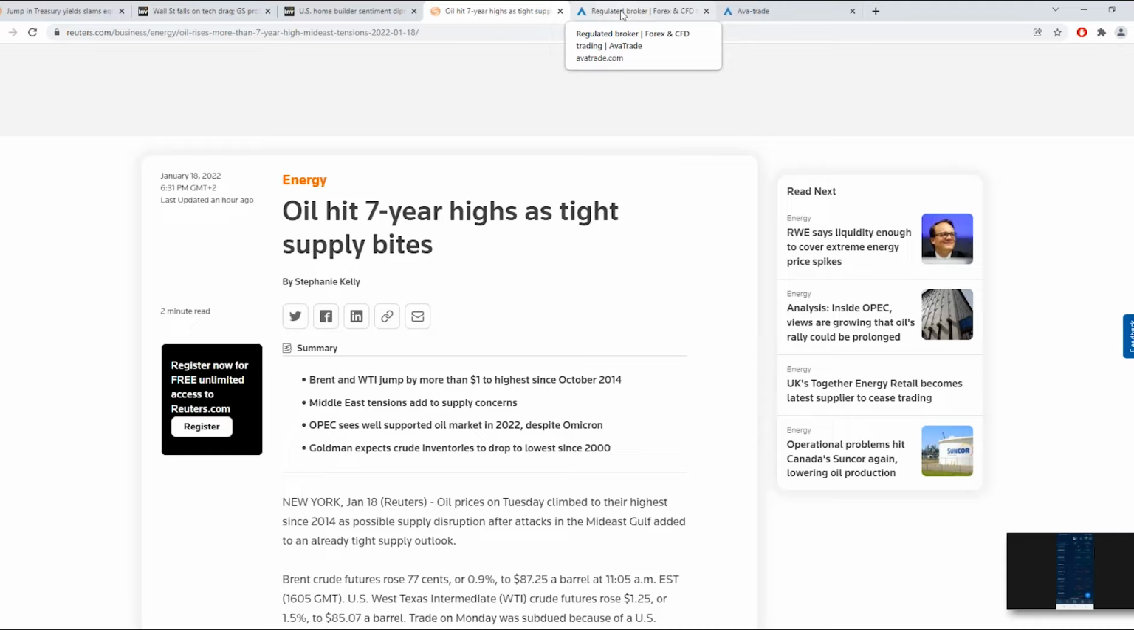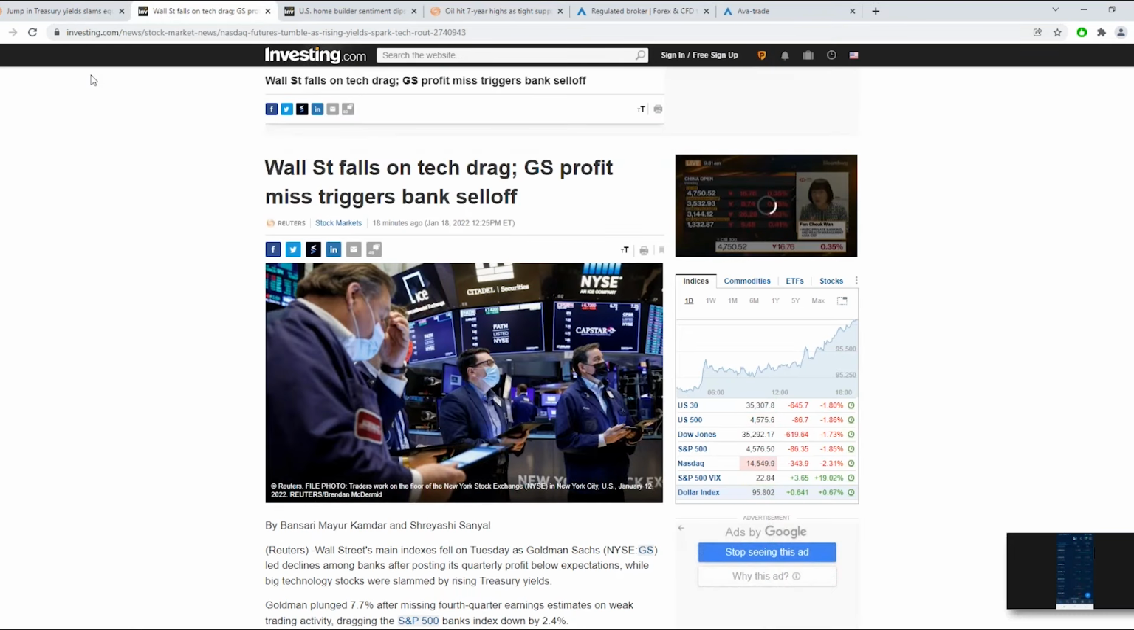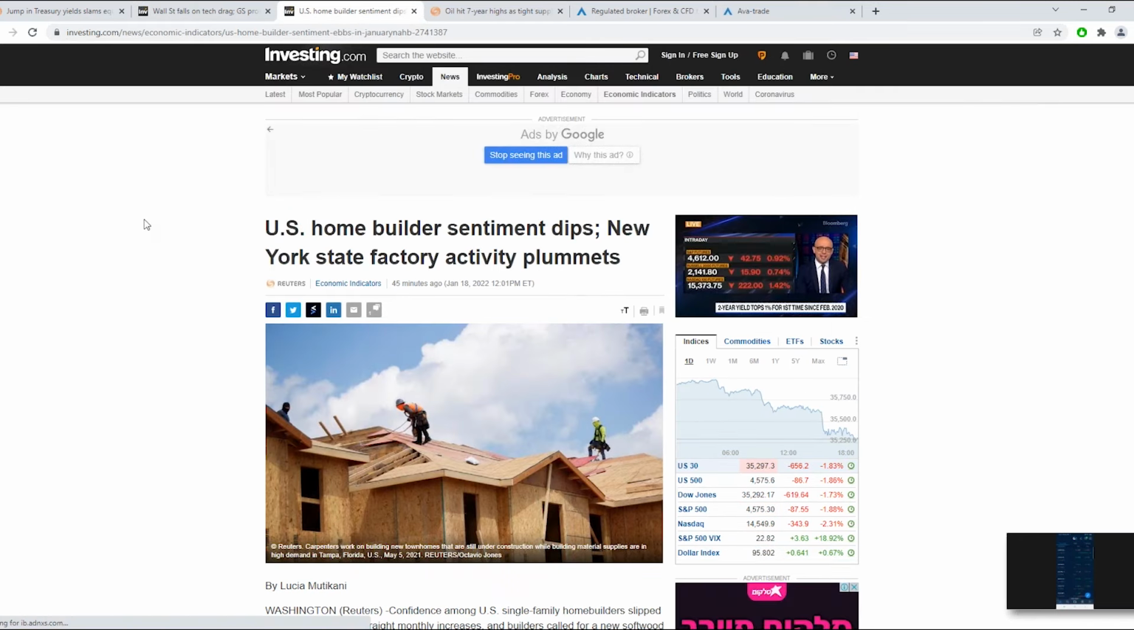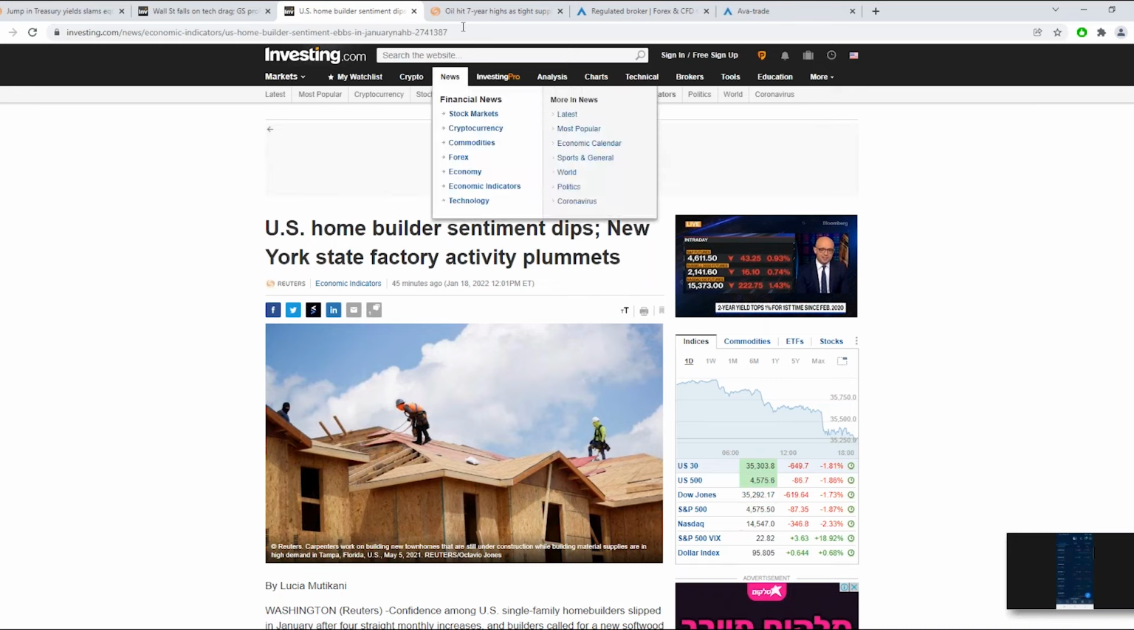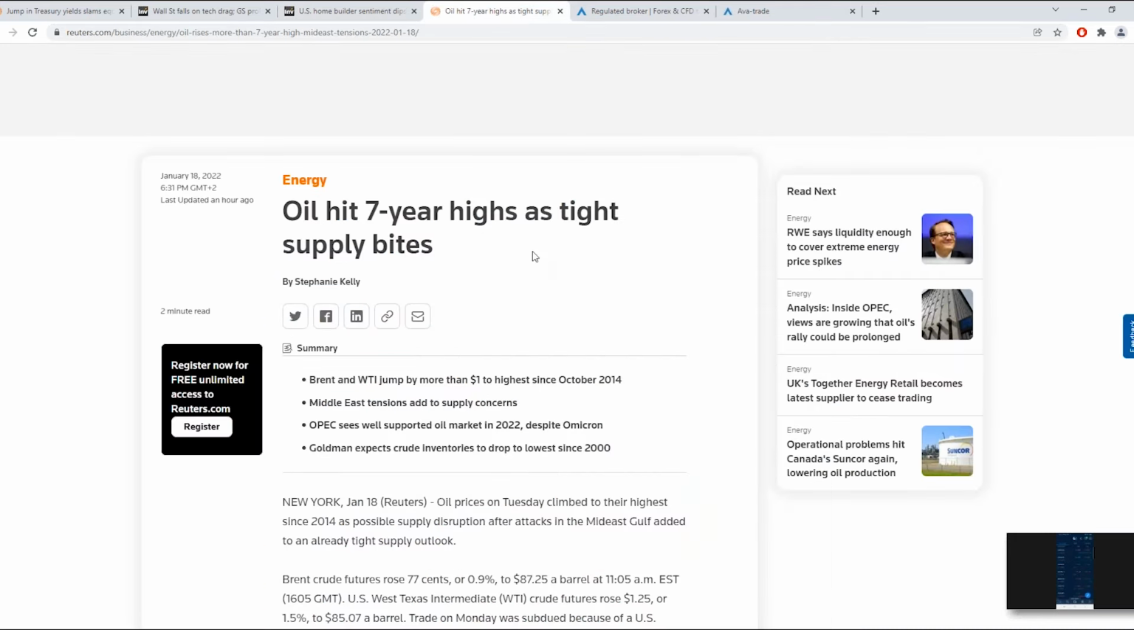Multiple angles coming in, creating this fear, whether it's fear of interest rates going up, fear of the Omicron virus that's still spreading, fear about home builder sentiment, factory activity dropping, or crude oil prices being too high.